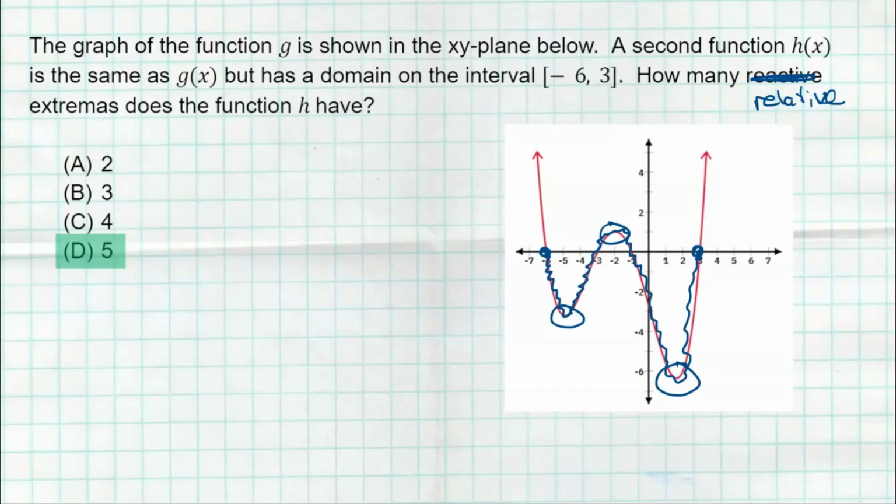That's because when you have a restricted domain, endpoints count as relative extremas. So this endpoint right here and this endpoint right here on function h, those endpoints count as relative extremas, and that's where we get 1, 2, 3, 4, 5 from for our final answer of 5. So hopefully you remember that. And if you didn't, hopefully I caught you and you're going to be able to get a good question right on the multiple choice exam.